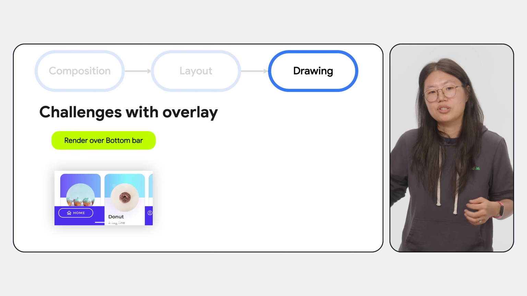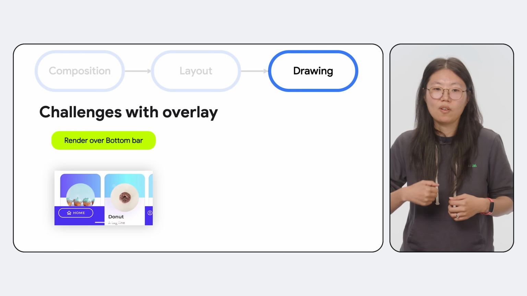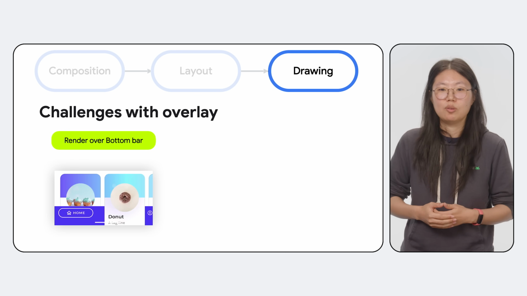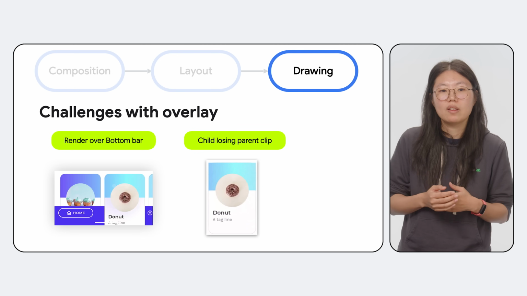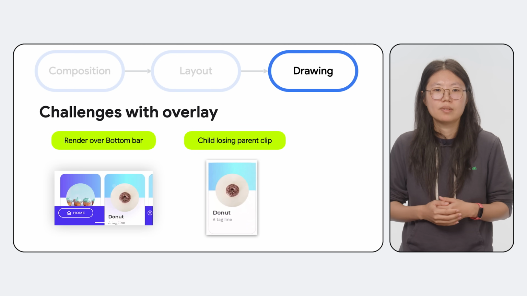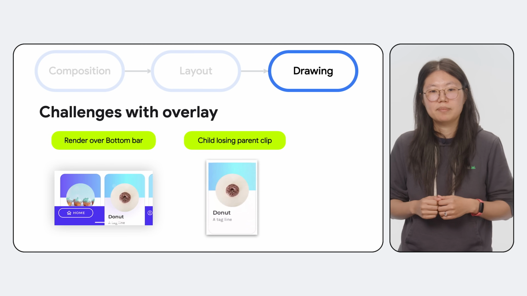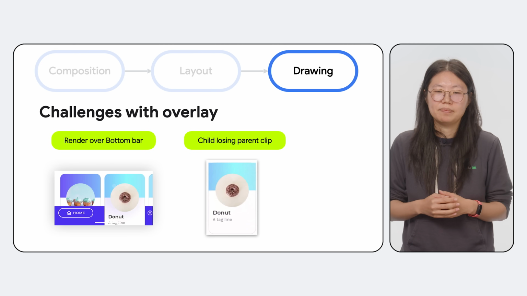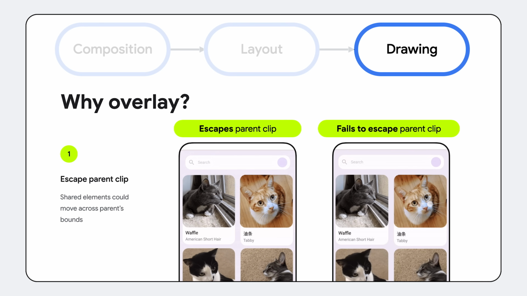Rebecca has mentioned some challenges associated with using the overlay. For example, shared elements in the overlay may render over the bottom bar, unless we elevate the bottom bar into the overlay. We have also seen that content that gets elevated into the overlay loses its parent clipping. To fix that, we need to explicitly specify overlay clipping for the content. So why do we use the overlay in spite of these challenges? Interestingly, the reasons that brought the challenges were also why we chose to use the overlay. More specifically, there are three main reasons.